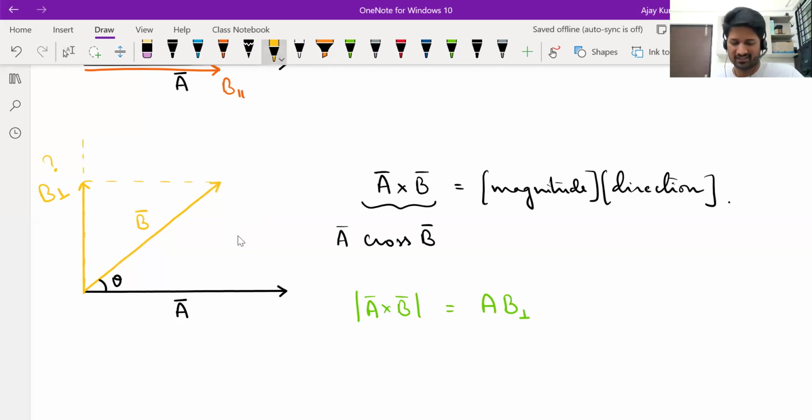It is definitely shorter. It's like a component of B in a direction with which it makes an angle 90 minus theta. And how much will that component be? Anyone? B sin theta. It will be equal to B sin theta. Is this clear? Yes.